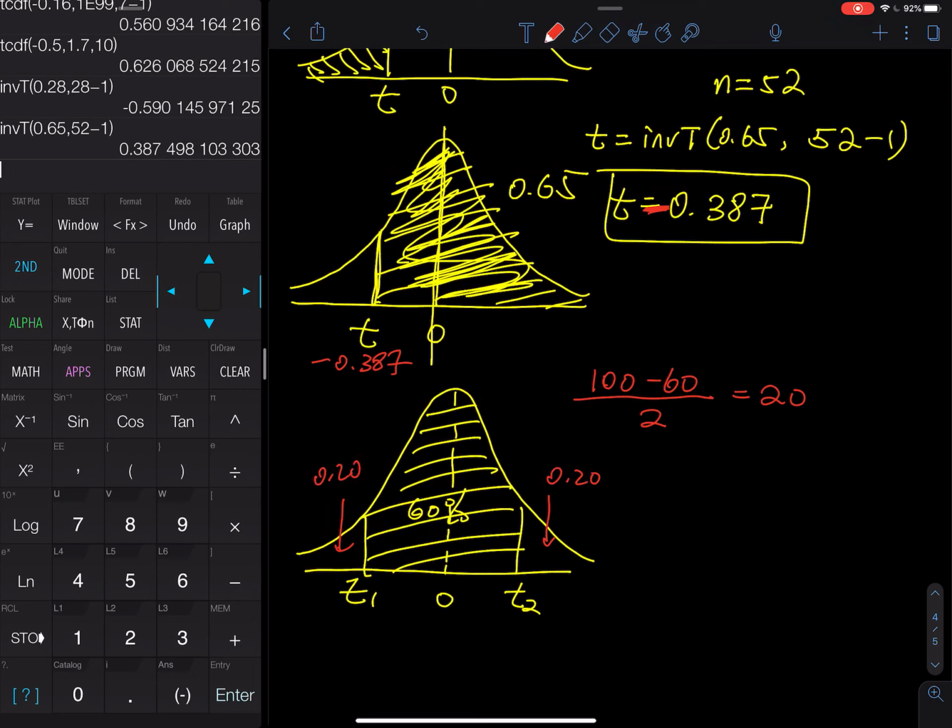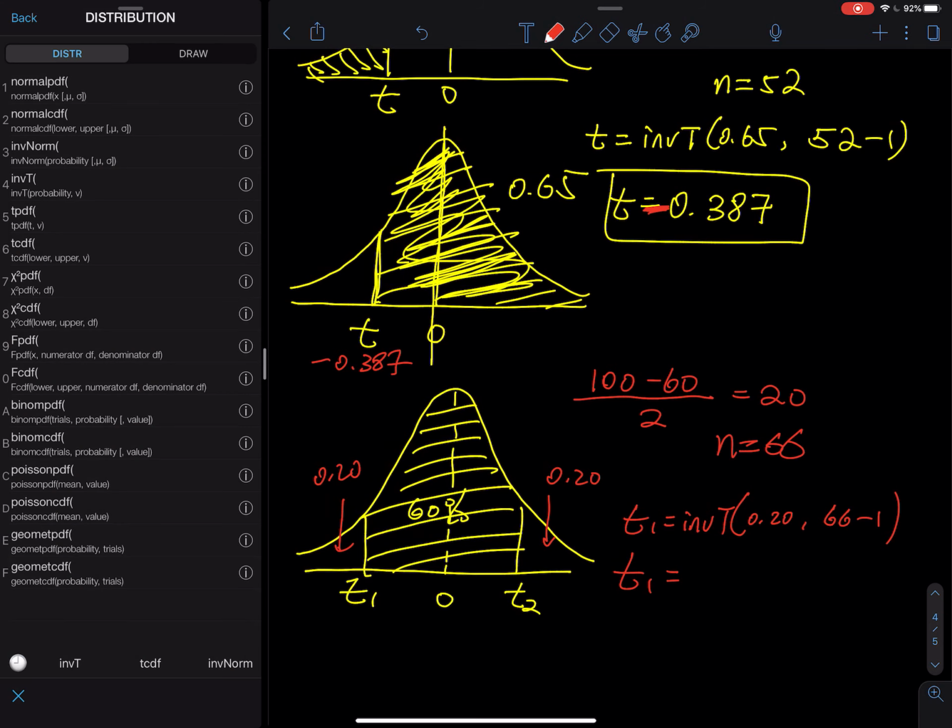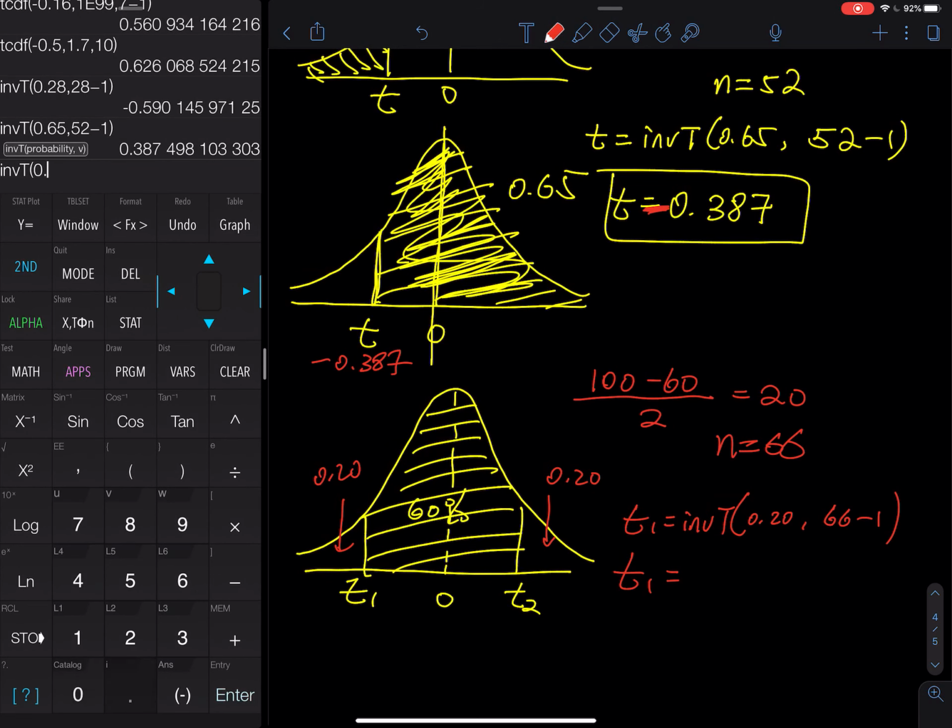Let's do one of them. So the T1 is inverse T, and then you have 0.20. The degree of freedom, you have to give me a sample size. So let's say the sample size is 66. Then this is a 66 minus 1. So let's find out what T1 equals. So second vars, we have inverse T, 0.20, and then a 66 minus 1. You have negative 0.847.